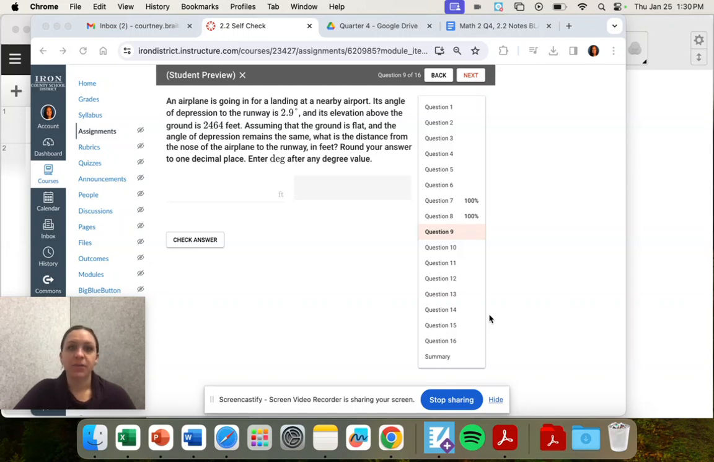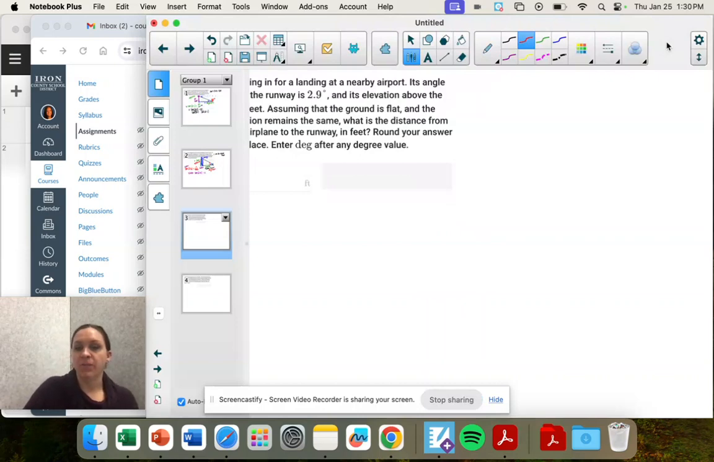Question 9. An airplane is going in for a landing at a nearby airport. Its angle of depression to the runway is 2.9 degrees and its elevation above the ground is 2464 feet. Assuming the ground is flat and the angle of depression remains the same, what is the distance from the nose of the airplane to the runway in feet?